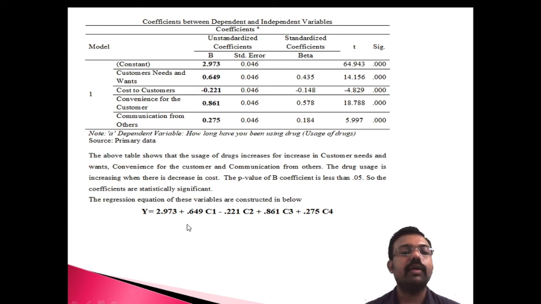So that is one of the important elements. The first variable, the customer needs and wants, is positively related. Cost is negatively related. Convenience is positively related, and communication is also positively related.